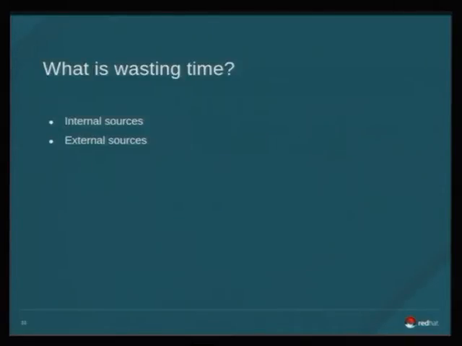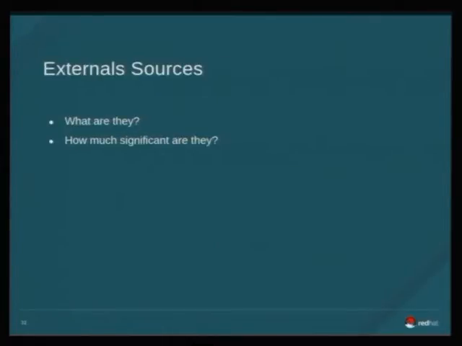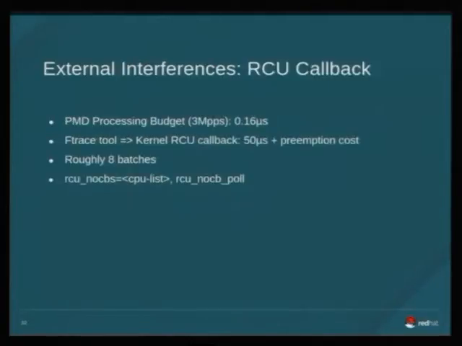So what is wasting time? Internal resources? Or external resources? Internal resources, if you look at how it works, there is no locking, memory is pre-allocated, there is no reason for it to stop. So it runs 100% of CPU busy. But we should look at the external sources of problems, what they are, how significant they are. We look at the budgets, we know the time we have, so we have a way to tell if they are significant or not. For instance, RCU callbacks.